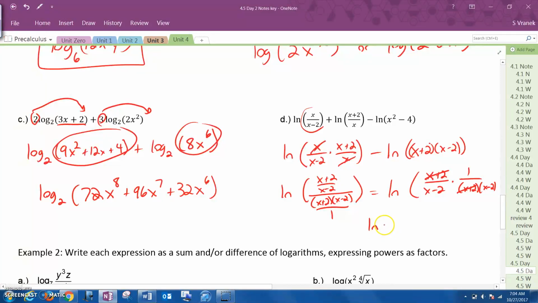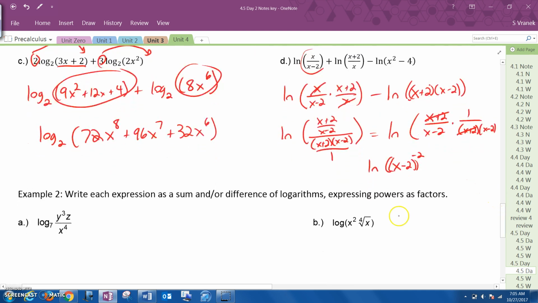And you're left with the natural log of 1 over x minus 2 quantity squared, which is the same thing as saying x minus 2 to the negative second. And then remember, for condensing, oh no, for condensing we can leave it like that. Sorry. Alright. Or you could leave it as 1 over x minus 2, I don't mind, either way, squared.